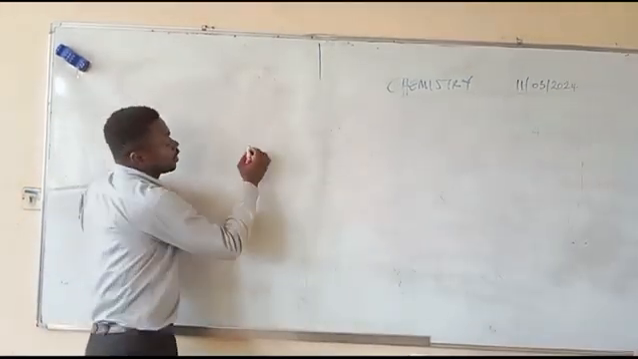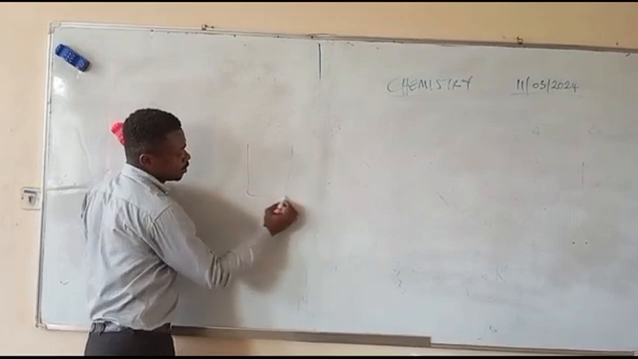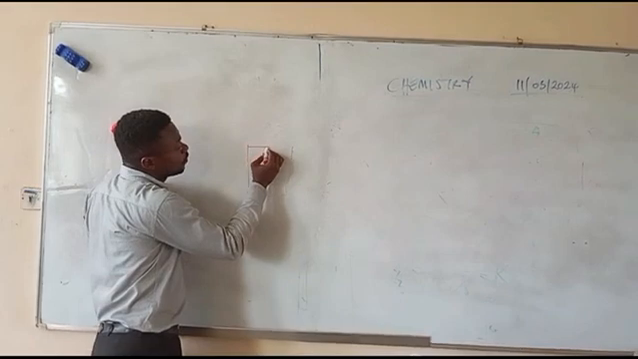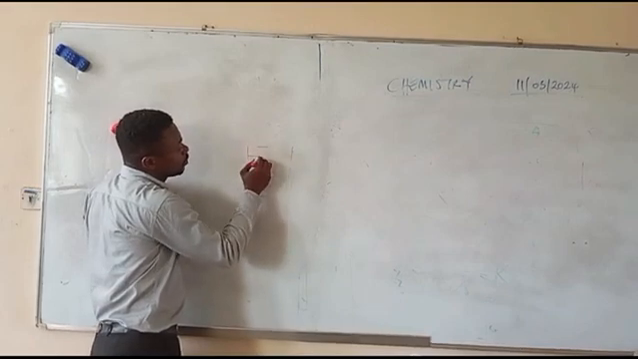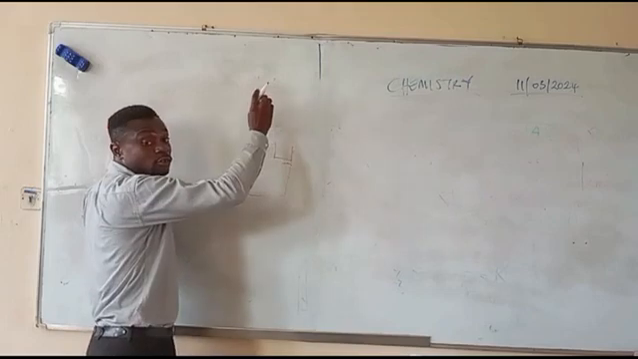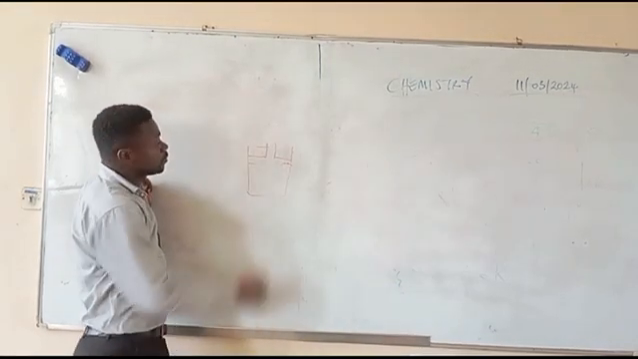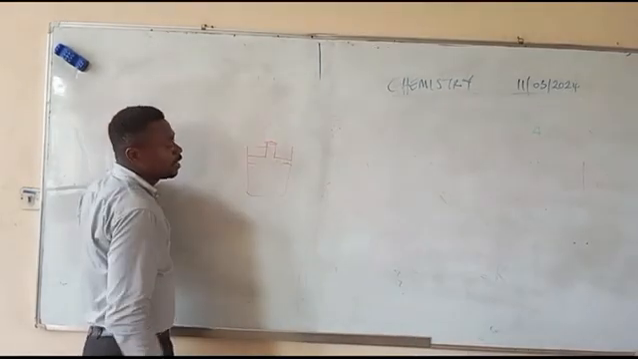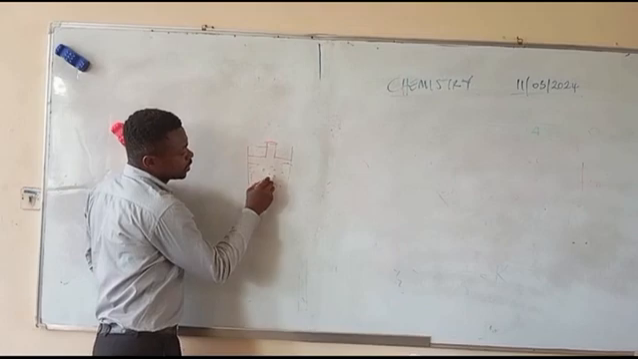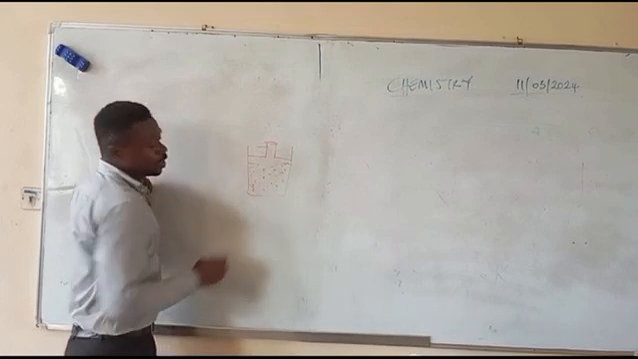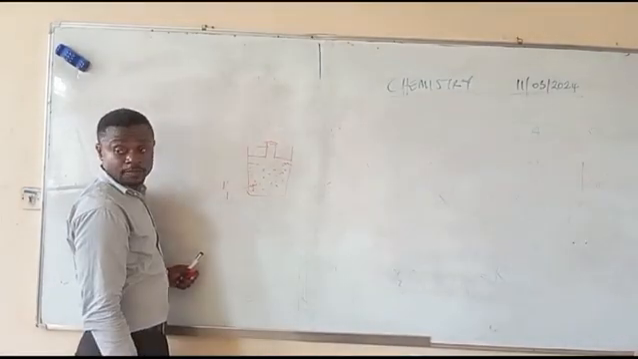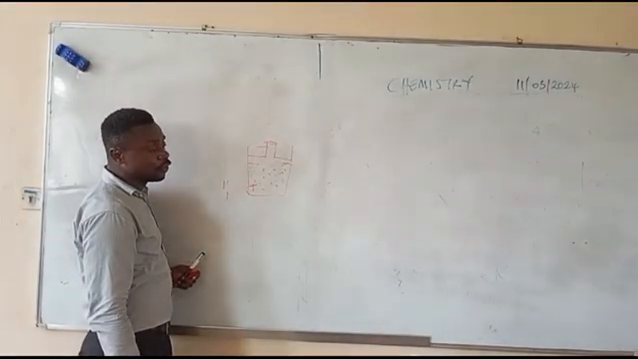let's assume you have this container containing gas. Inside it we have a piston that can move up and go down. Now inside here is the gas, with an initial volume V1. Initial volume V1.